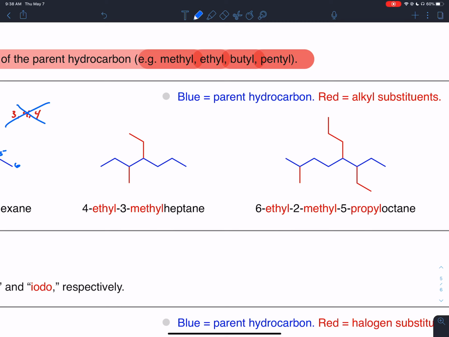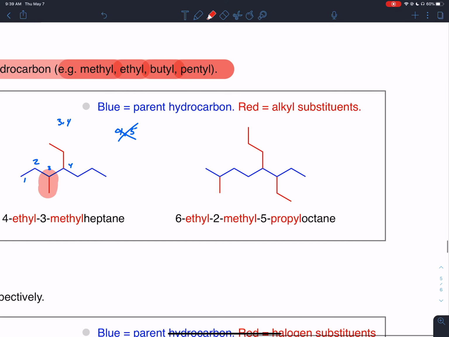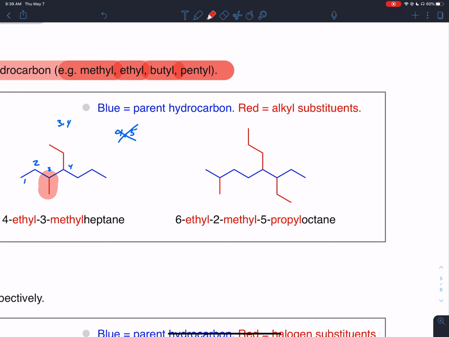And we are going to number in this direction, 1, 2, 3, 4, to give a 3, 4 locant set, as opposed to the other direction, where you would have a 4, 5 locant set. So that would not be our locant set. We want the 3, 4 locant set, and we have a 2-carbon substituent and a 1-carbon substituent. The ethyl group is named first because it is the first alphabetized substituent. We'd say 4-ethyl-3-methylheptane.